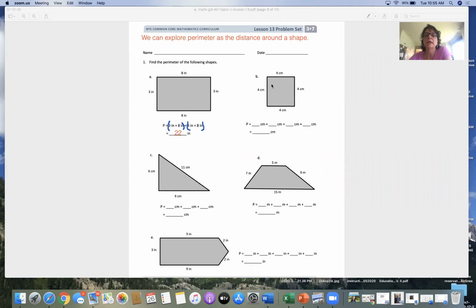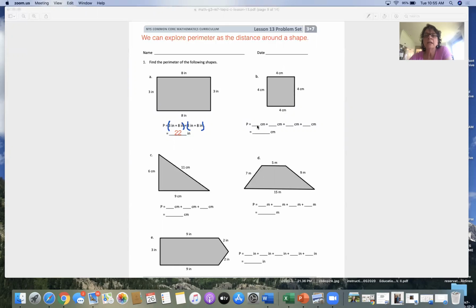Let's move on to B. Okay. B, again, is a polygon, closed shape with straight sides. It has four sides, so it is a quadrilateral. It has four right angles, and all the sides are equal. So this shape is called a square.